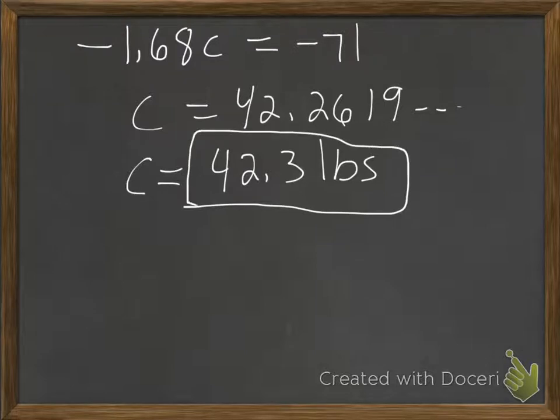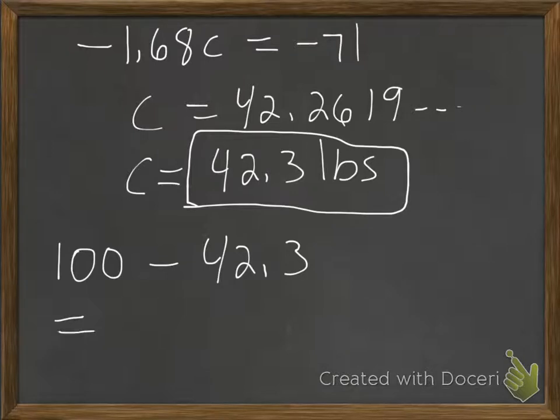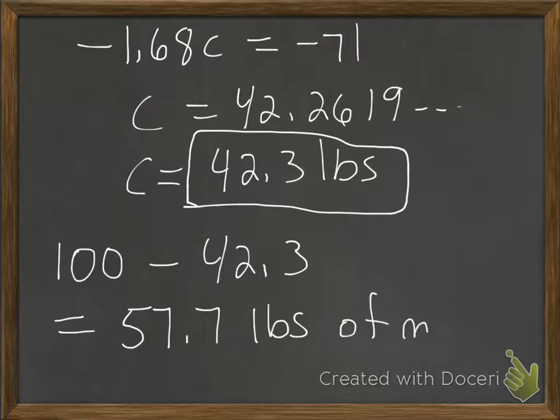Now, if you did want to know how many pounds of the more expensive coffee, even though that wasn't asked in our question, we could go in and realize, well, it's 100 minus C. And so, even though we weren't asked the question, we could still answer that question and find out that we would need 57.7 pounds of the more expensive coffee.